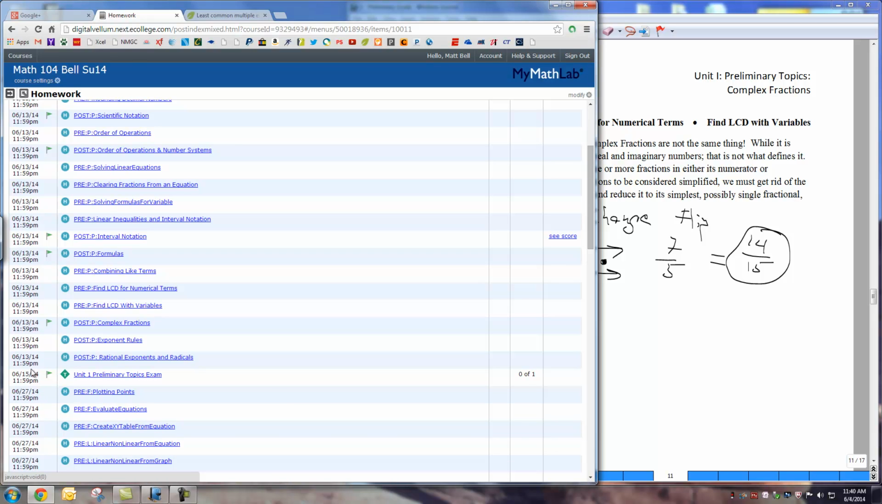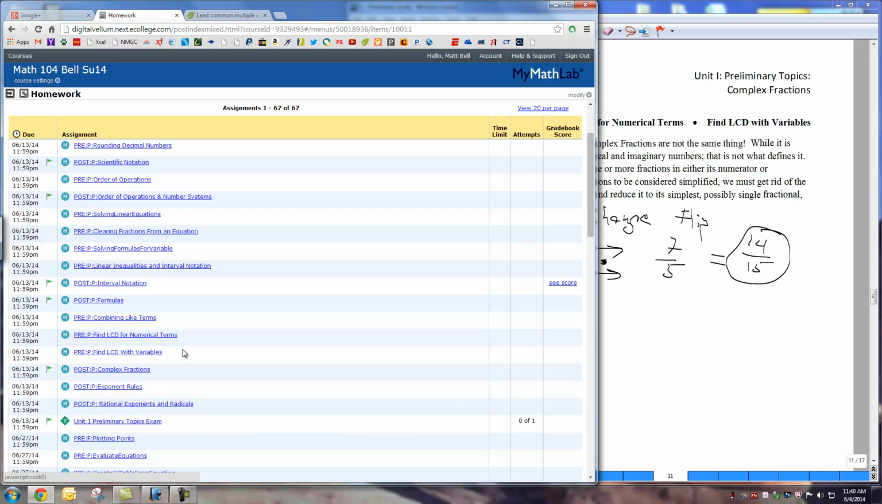Okay, so you still have a little bit of time, but you need to get on it, because our summer school semester goes very, very fast. So today I'm going to go over the 3 pre-class assignments: combining like terms, find LCD with numerical terms, and find LCD with variables. And then there's the complex fractions post-class assignment, and then these other 2 post-class assignments that do not have a pre-class along with them. So you notice these 2 post-class assignments don't have a prereq. Okay? So in today's video, I'd like to get through all this stuff so you are ready to take the exam.